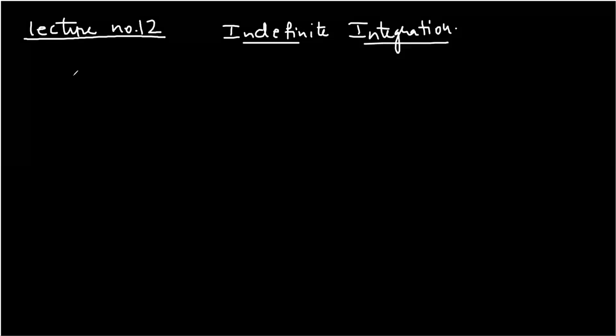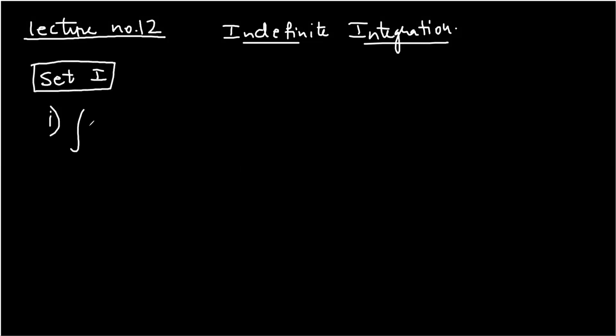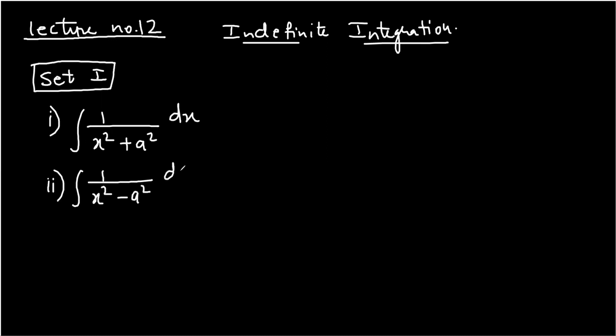In lecture number 10 and 11, we had done the results, that is special integrals, and we classified those integrals in set 1 and set 2 integrals. In set 1, we had three integrals, which was 1 over x square plus a square, which we will call variable square plus constant square dx. Then second was 1 over x square minus a square dx, variable square minus constant square, and the third is integral 1 over constant square minus variable square dx.